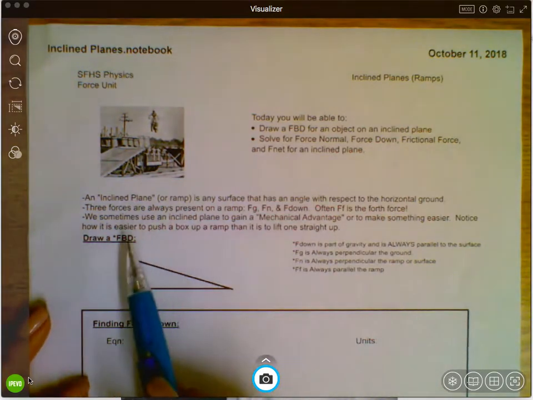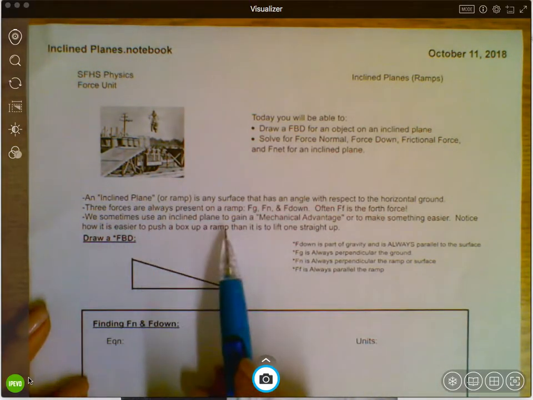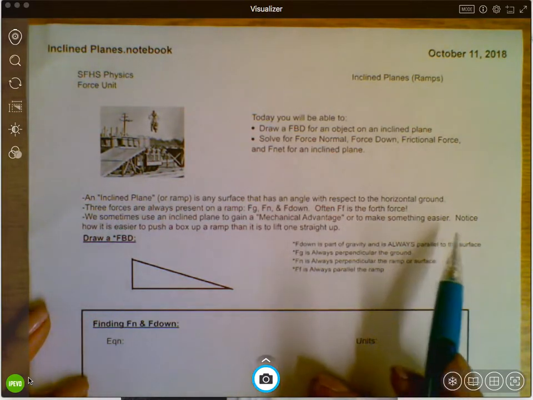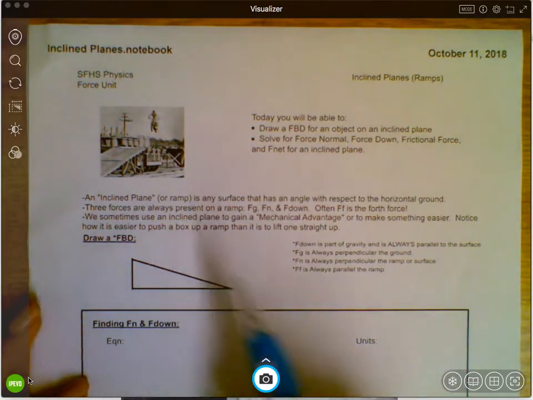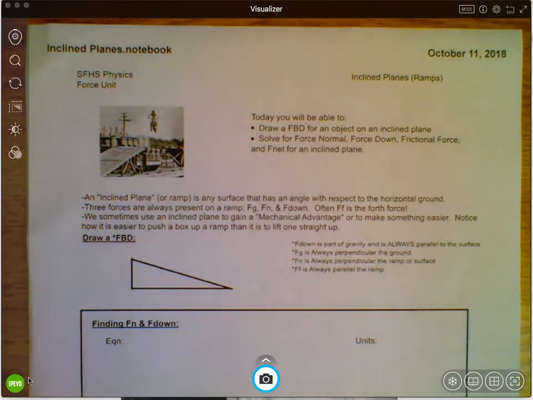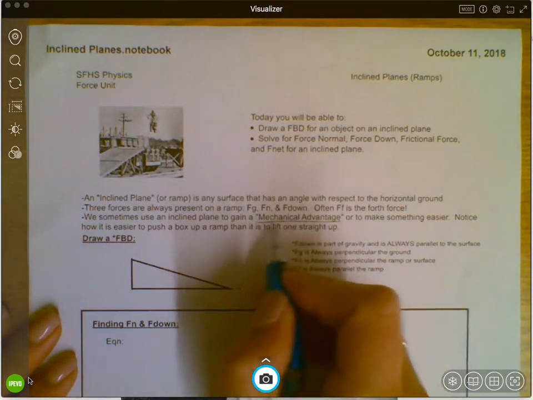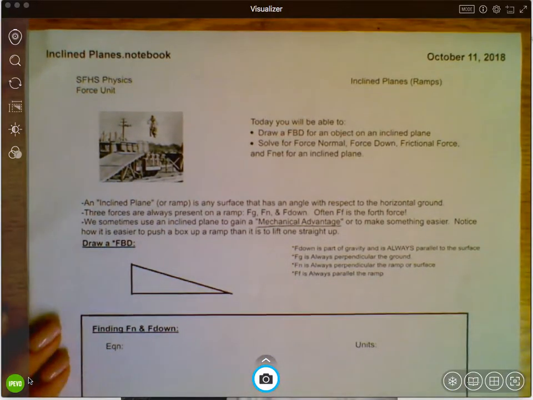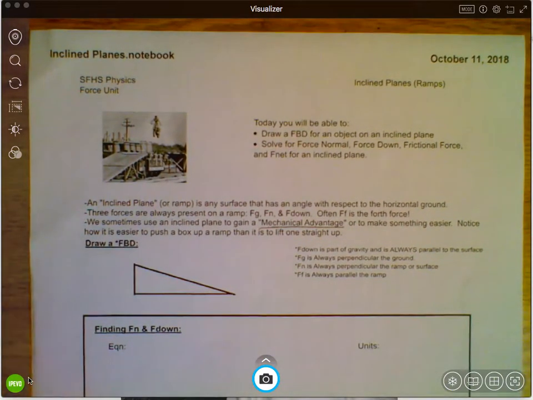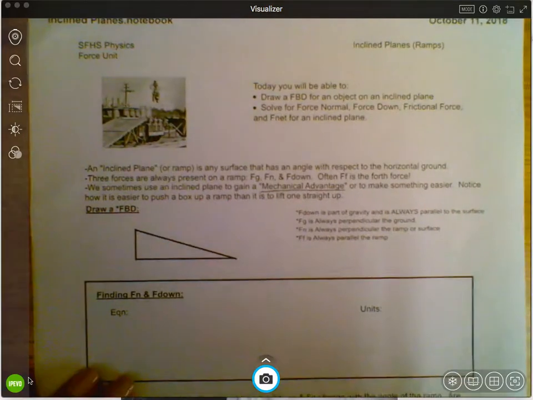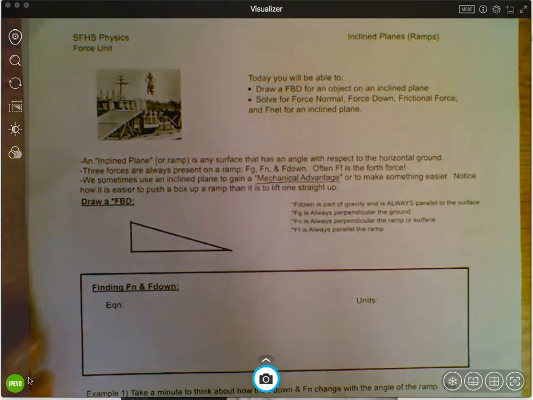Okay. We sometimes use an inclined plane to gain a mechanical advantage or to make something easier. Notice how it's easier to push a box up a ramp than it is to lift one straight up. So we'll talk more about this in class, this mechanical advantage. But essentially, we use ramps like when we're moving and stuff like that, right? Because it's easier to push something up a ramp than it is to just pick it up and lift it straight up to the height that we need it to be at, okay?